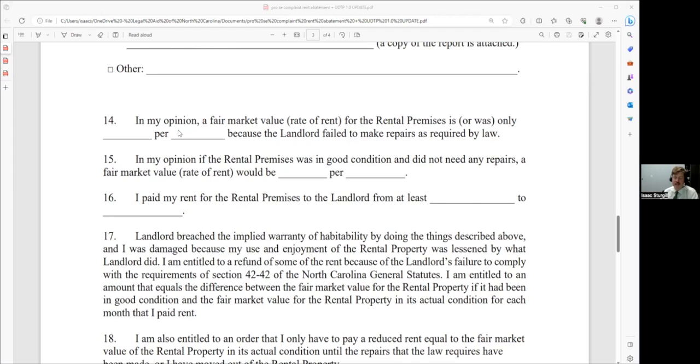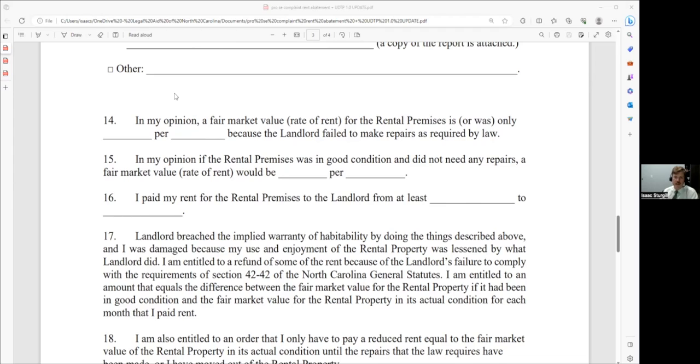And the tenant is entitled to give their opinion, but if the judge disagrees with that opinion, the judge can make up their own numbers there. But I'll give you an example. So let's say I have a case where I had a really bad infestation of mice, right? And it's been going on for a while. And let's say I agreed to pay $1,200 a month for rent.